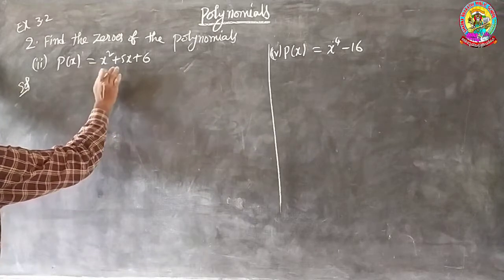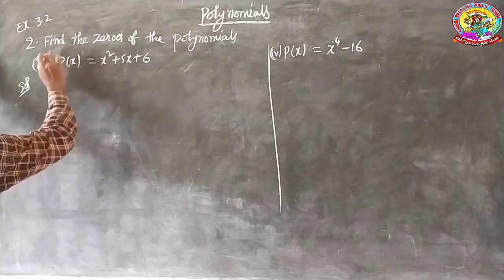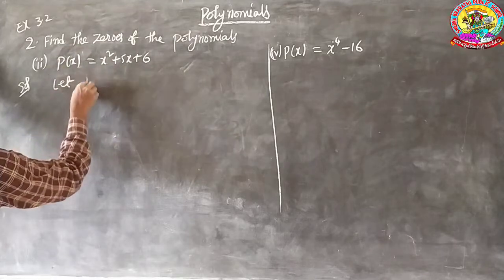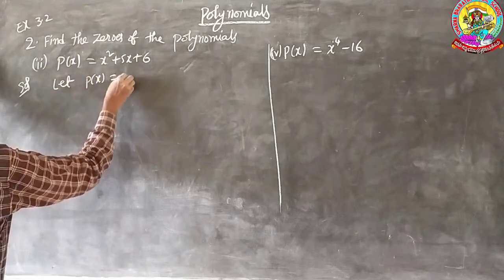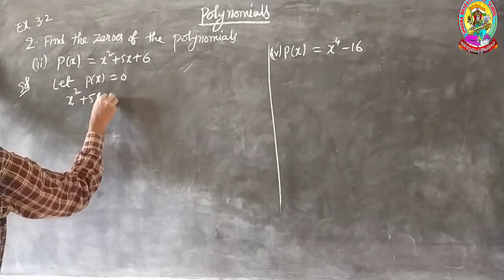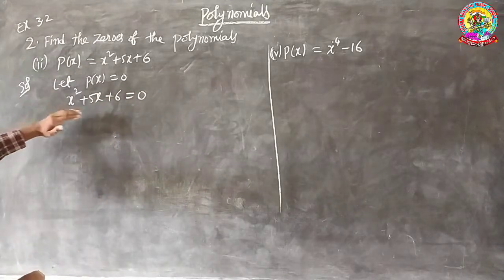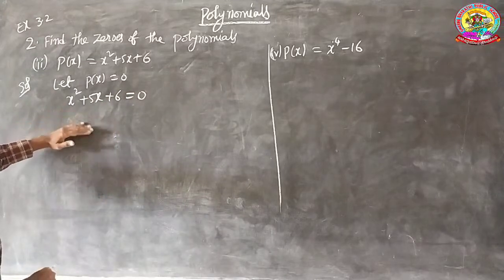So first of all, when you want to solve this type of polynomial, you should equate p of x equal to 0. Let p of x equal 0. What will happen? The entire equation will equal 0. So now try to do the factorization.